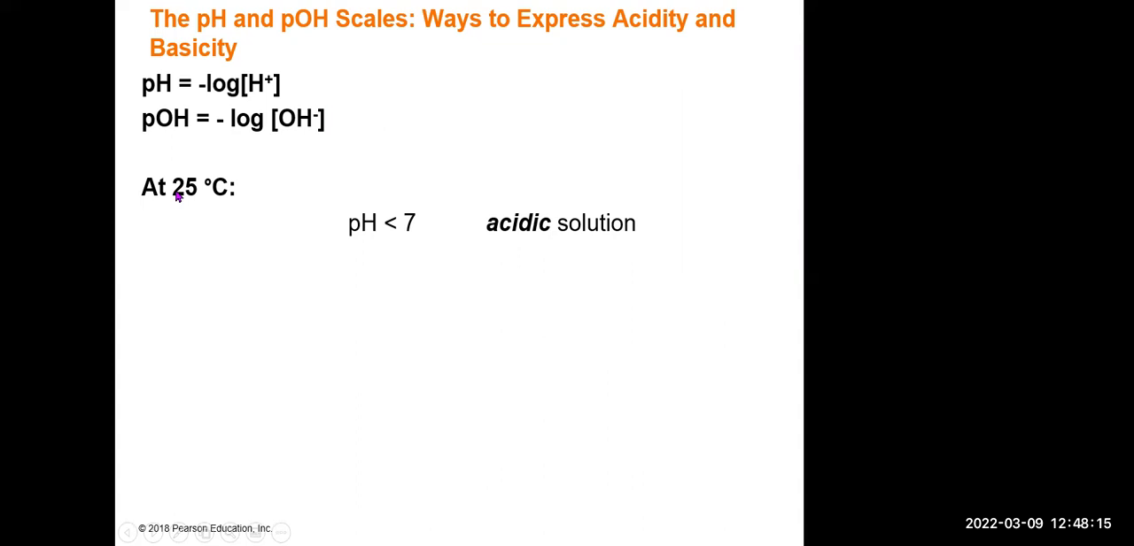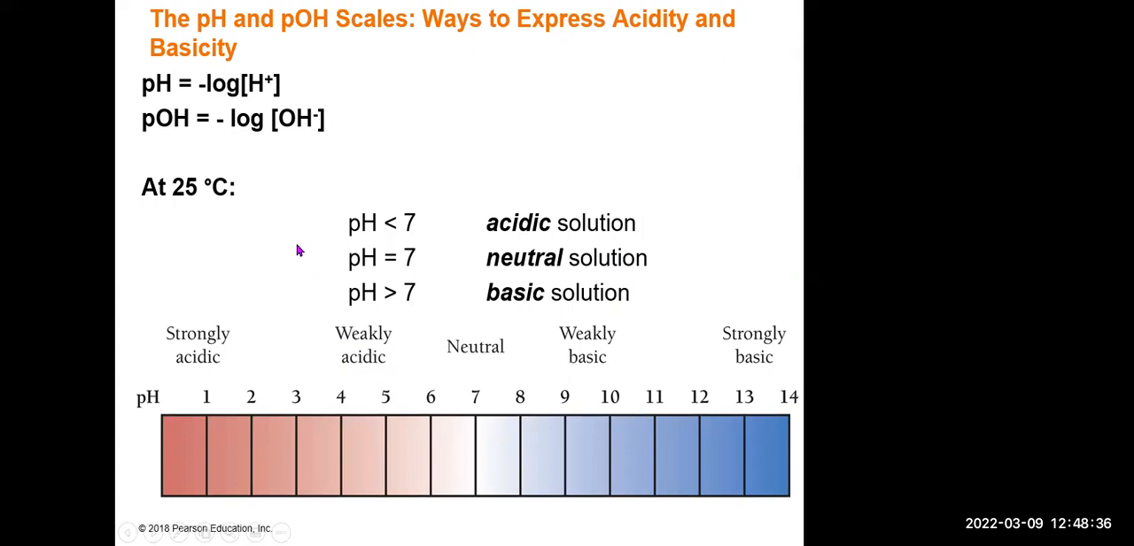Also, at 25 degrees Celsius, if the pH is less than 7, then you have an acidic solution. If the pH equals 7, you have a neutral solution. If the pH is larger than 7, then the solution is basic. The pH scale really makes the comparison much neater and easier. Typically, the pH value is like 0 to 14. If you compare the numbers for the H plus molarity, you will see a huge range, so it is not convenient.